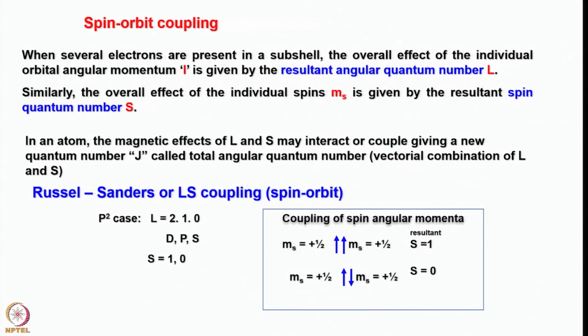For example, in the p2 case, we know that L values will be 2, 1, 0 and corresponding terms will be D, P and S, and S can have values of 1 and 0. So now let's look into the coupling of spin. That means for the coupling of spin angular momenta with ms equals plus half, they can couple with each other so that S equals 1, and now they can oppose each other in this fashion, so S equals 0. So this is how we get S equals 1 and S equals 0 values through coupling of spin angular momenta.